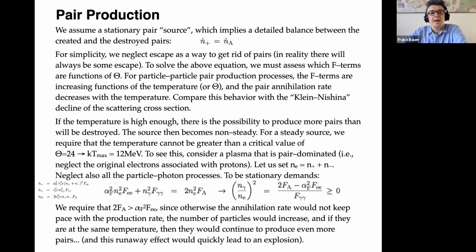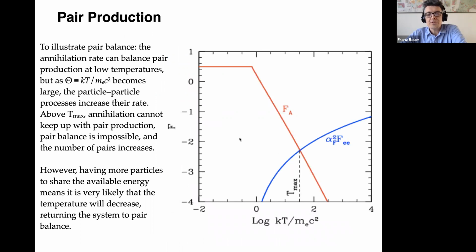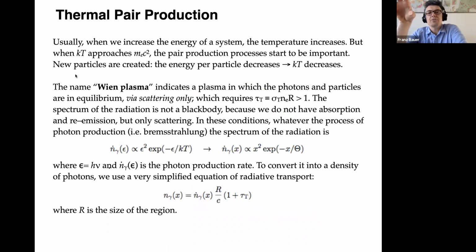So we have this, and again, we sort of had this picture here, and usually what happens in this case is that we'll have an increase in the energy of the system, and that increase in energy will increase the temperature. As the temperature approaches the rest energy of the electrons, pair production will start to occur, right? Because we'll have enough energy available to start producing pairs. And when this happens, new particles are created. And so the energy per particle should then be distributed over more particles, and the kT will then decrease. And so this is kind of a natural mechanism for cooling once a system gets to a temperature close to this.